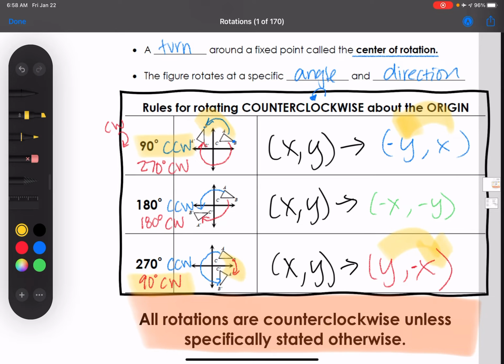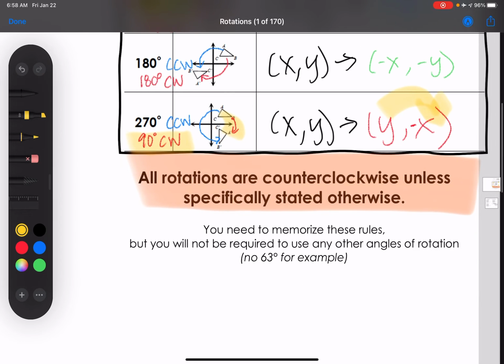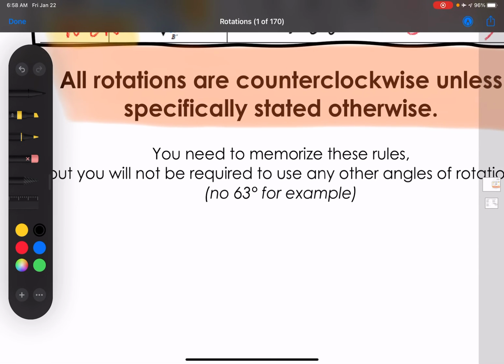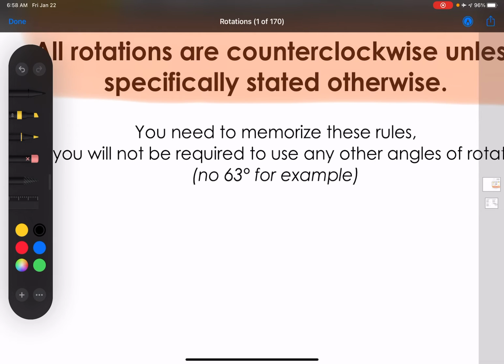So even if I were to tell you, hey, I'm going to turn something 270 degrees clockwise, think about, well, that is 90 degrees counterclockwise. Well, that's easy to remember. If you know your 90s and your 180s, you'll be set. Now, you do need to memorize these rules, but you will not be required to use any other angles of rotation. Those of you wondering, how did I get the 180?